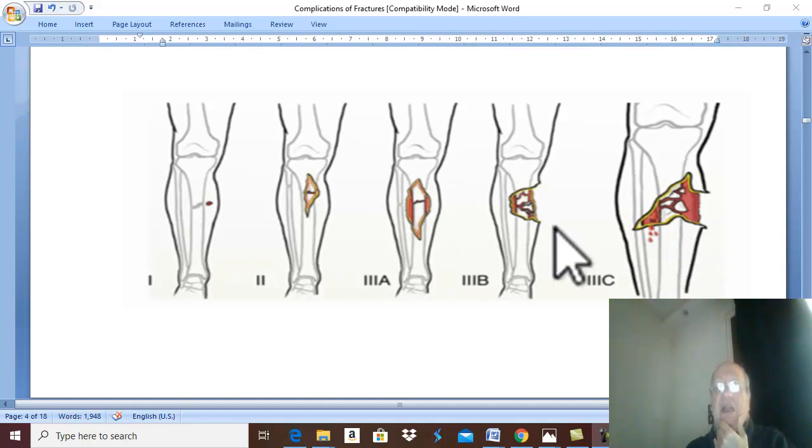This is the Gustilo classification. Grade 1: very small wound, less than 1 centimeter, no risk of contamination, and the condition is very simple. Grade 2: moderate contamination, 1 to 10 centimeters, moderate tissue damage. Grade 3: severe tissue damage, high risk of contamination, more than 10 centimeters, and the bone is comminuted.